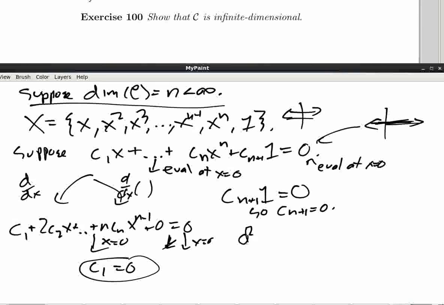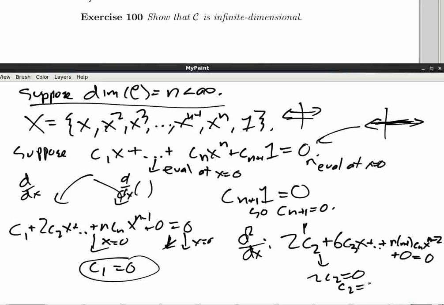Well, I can play this game all day. I can take the second derivative of both sides, and once I evaluate at 0, the second derivative of both sides is 2c2 plus 6c3 x plus and so on, plus n times n minus 1 times cn x to the n minus 2 plus 0, which is equal to 0. Evaluate at 0 and I get 2c2 equals 0, so c2 equals 0. So I can just continue this process. The third derivative will give me c3 equals 0, and the nth derivative will give me the last one equals 0. So I can continue this process and I'll get that all the coefficients are 0.